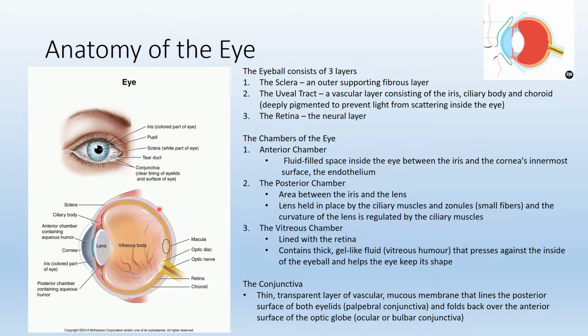The outermost layer is the sclera of the eye, and it also includes the cornea, which is this area right here. The cornea is a transparent membrane that allows light to pass through it to the retina, and it contributes to the refraction of light and the focus of vision.